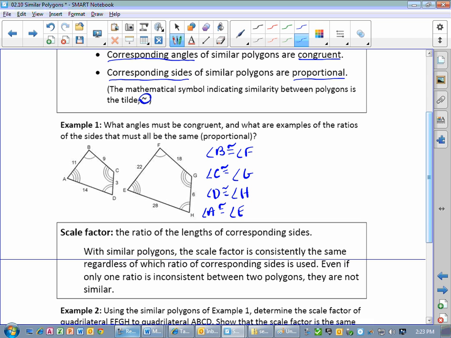Corresponding sides aren't congruent, they are proportional, which means if we find the ratio of this side to this side, so if we find the ratio of AB to EF, that will equal the ratio of BC to FG, which will likewise equal the ratio of CD to GH, which will equal the ratio of AD to EH.